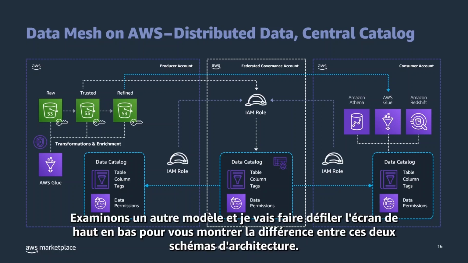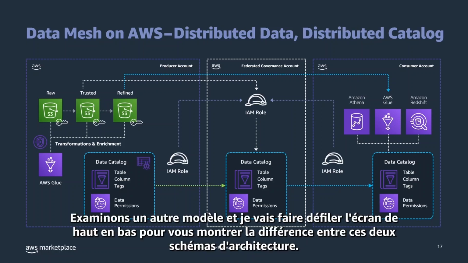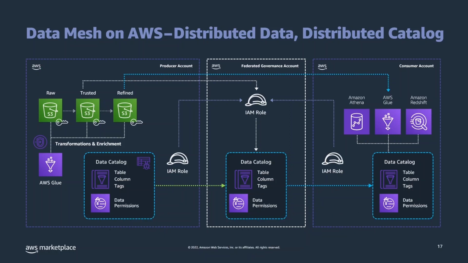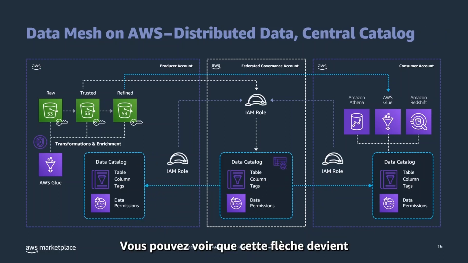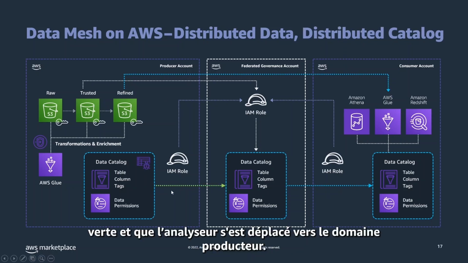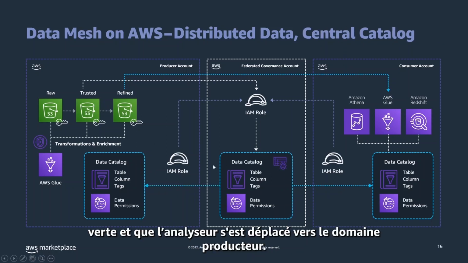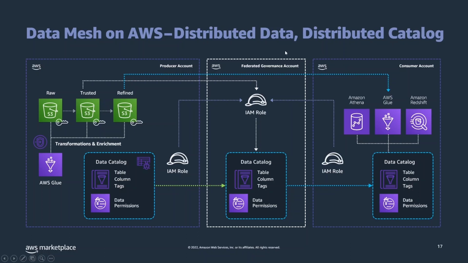Let's look at another pattern, and I will just scroll up again and down again just to show you the difference between these two architecture diagrams. You can see this arrow turns green and the crawler has shifted to the producer domain. So what happens in this pattern?